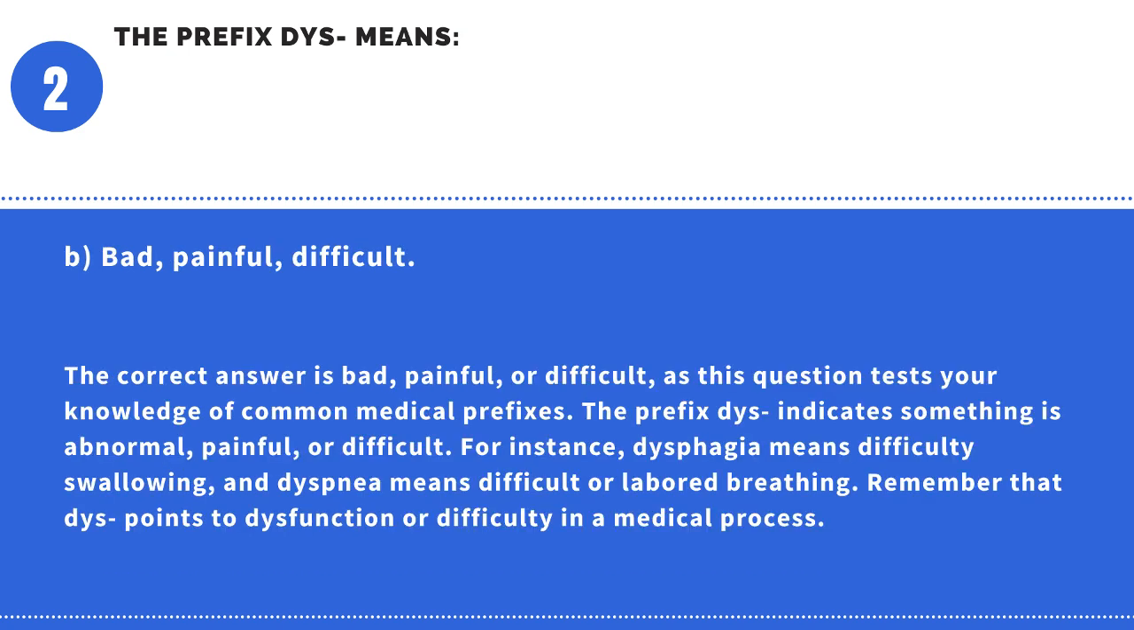Answer: B. Bad, painful, difficult. The correct answer is bad, painful, or difficult, as this question tests your knowledge of common medical prefixes. The prefix dis indicates something is abnormal, painful, or difficult. For instance, dysphagia means difficulty swallowing, and dyspnea means difficult or labored breathing. Remember that dis points to dysfunction or difficulty in a medical process.